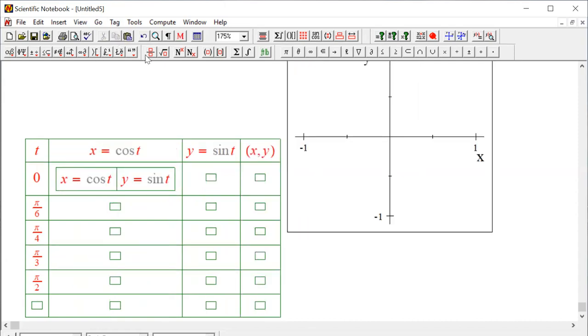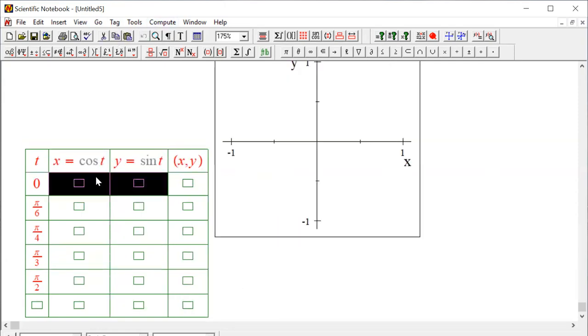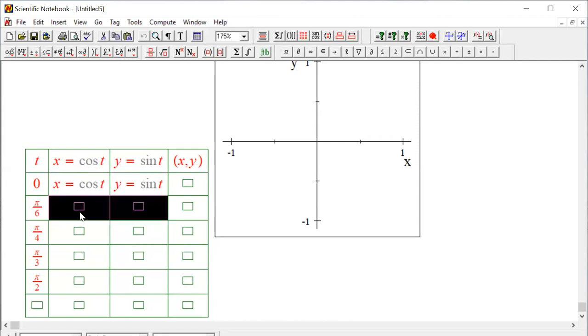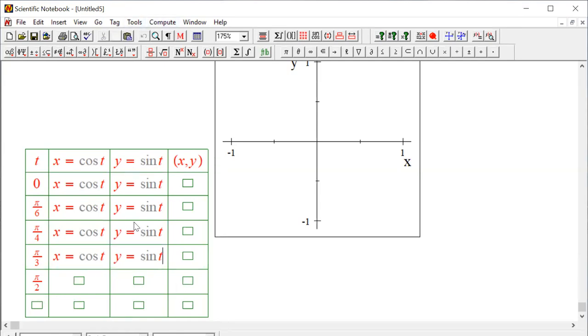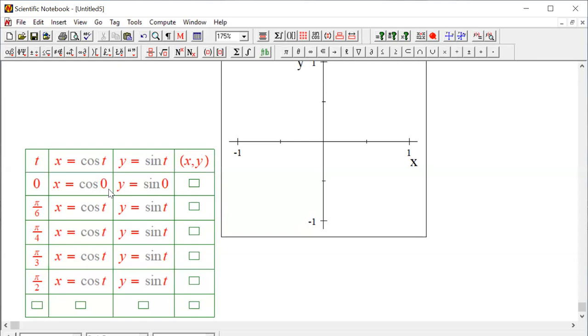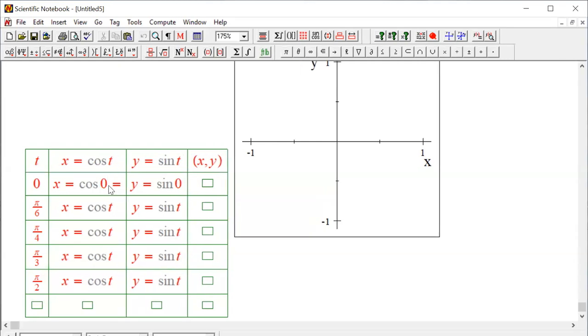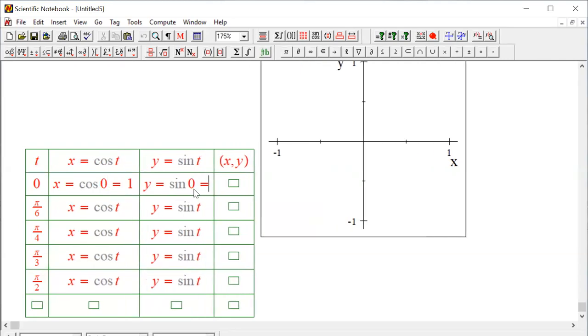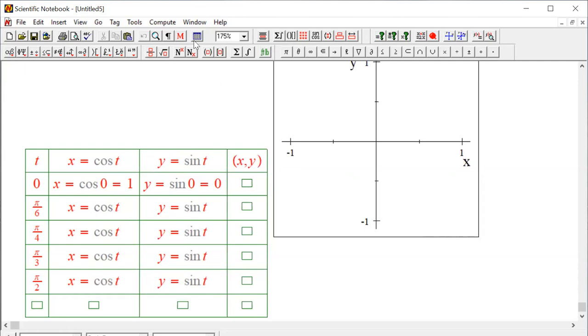So at 0, cosine 0, right? So I'm going to put these in place. Okay, the same function, you just have to substitute different values. So at 0, t is replaced by 0. And cosine 0 equals 1, sine 0 equals 0. So this point is 1, 0.